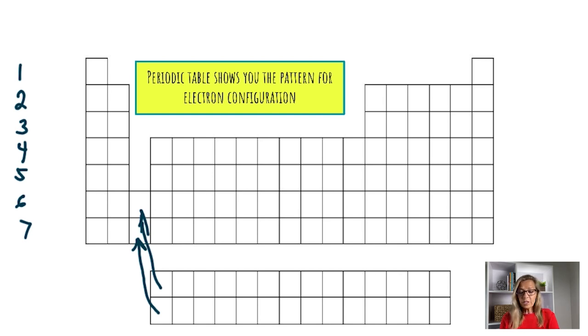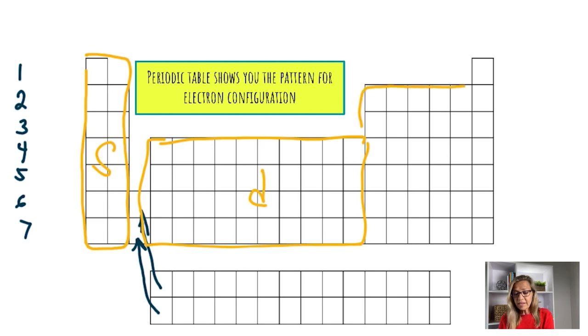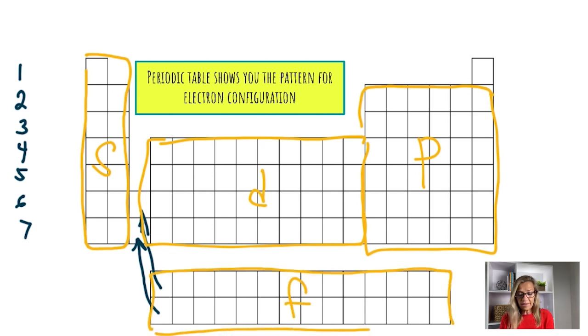So the next thing I want to do is show you the blocks. This little section right here is 2 elements wide. This is what we call the S block. Then this section here is 10 wide. This is what we call the D block. Then this section is 6 wide. We call that the P block. And then this section is 14 wide, and we call that the F block. Do those sound familiar? Those are the names of your sublevels, the different types of orbitals.